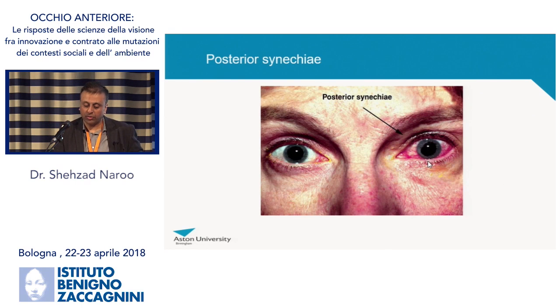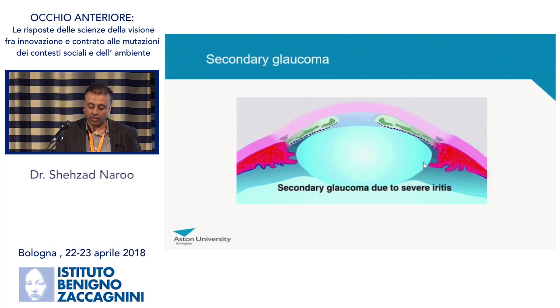So this is a posterior synechiae where the iris is sticking to the lens, and you can see the iris will be folded back, touching the lens. And secondary glaucoma is the complication that you might see in these patients. Sometimes they call it 30-day glaucoma because after 30 days or so they get this problem.